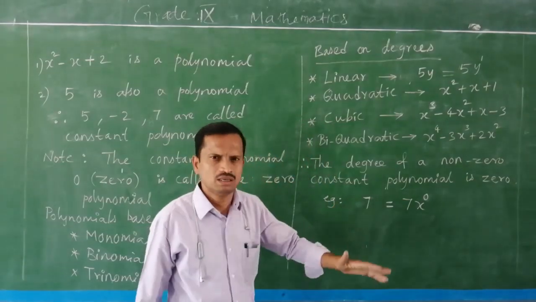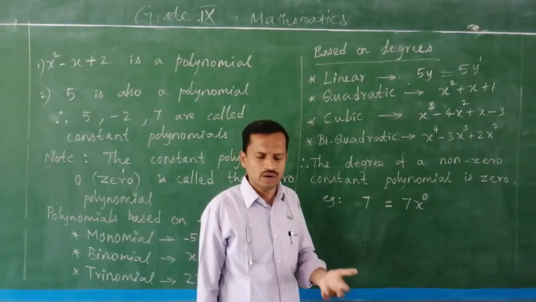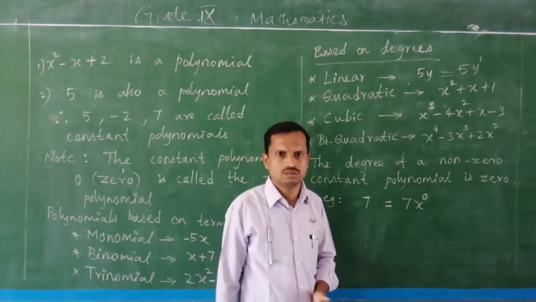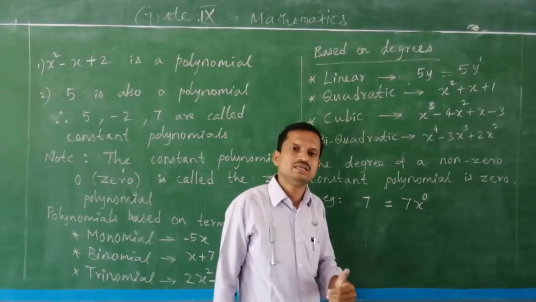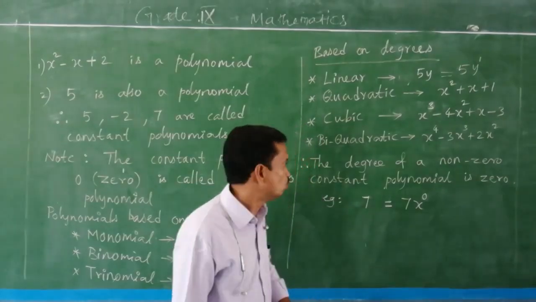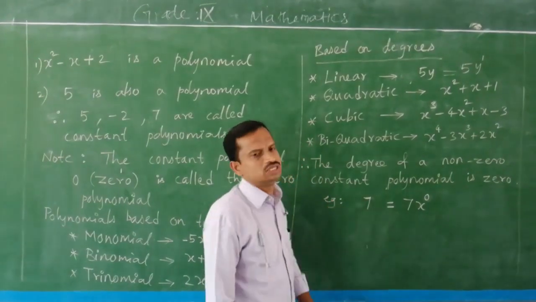More than that, whatever the highest power is, if it is 5, the degree is 5. If the highest power of the polynomial is 7, then we can say the degree is 7. So like that we can do. So now coming to the constant polynomial.